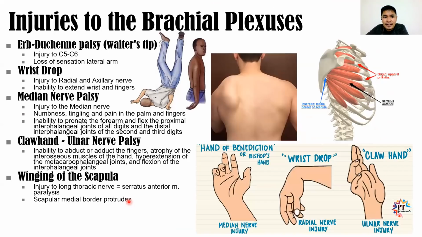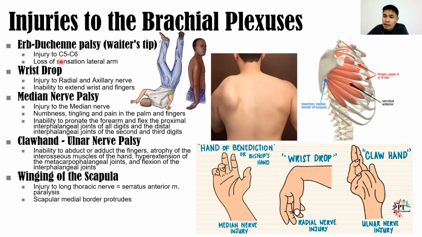Okay, let's proceed with the injuries to the brachial plexus. So what are the manifestations that we could assess during physical examination that would help us identify that this nerve is injured because the patient manifests these characteristics. Okay, let's start with your Erb-Duchenne palsy. It's like waiter's tip, no? Parang waiter na humihingi ng tip.